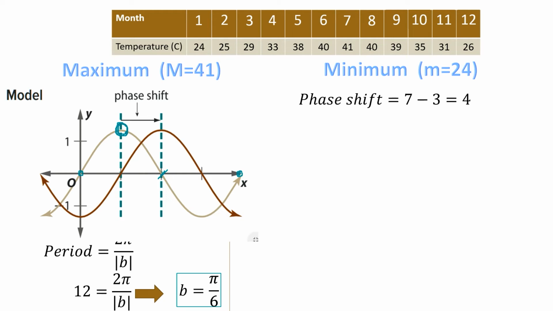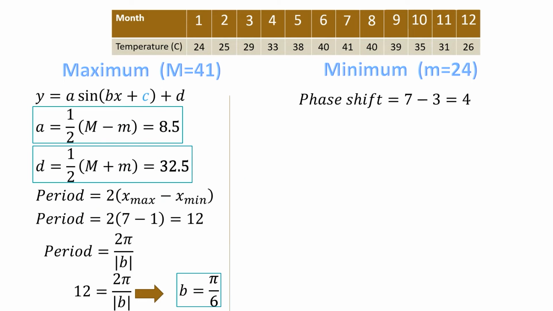So the phase shift in our data is, because the period is 12, 1/4 of the period, which is 12, this is equal to 3. And the maximum is happening at 7, so there is a phase shift for the maximum. It should be at 3 here, but it is happening at 7. We can see that. So the phase shift will be 7 minus 3 equals 4.